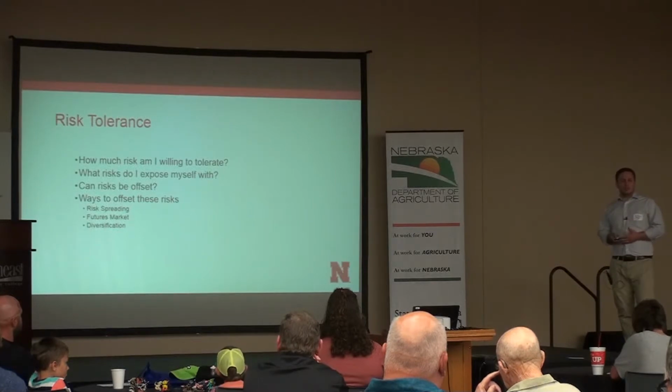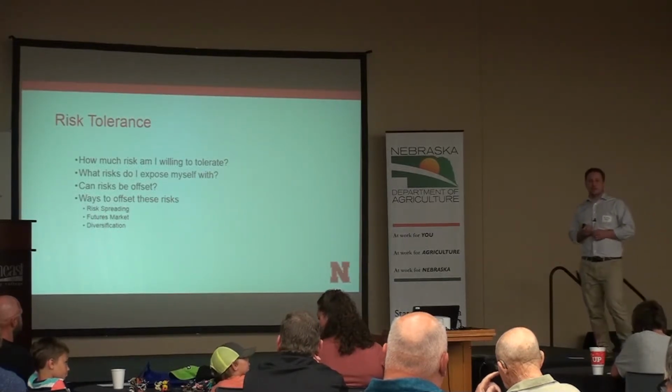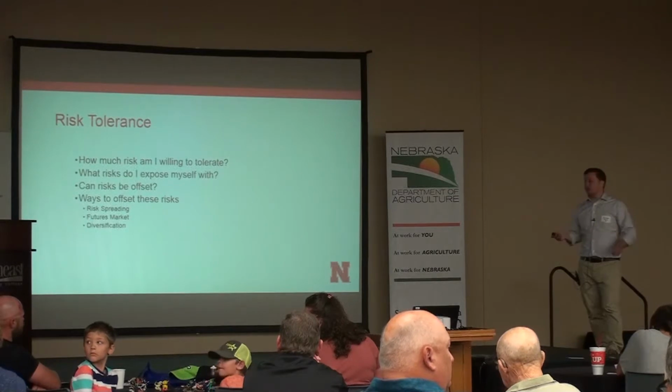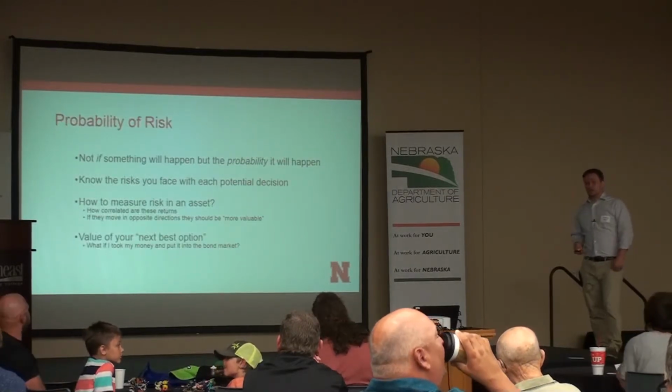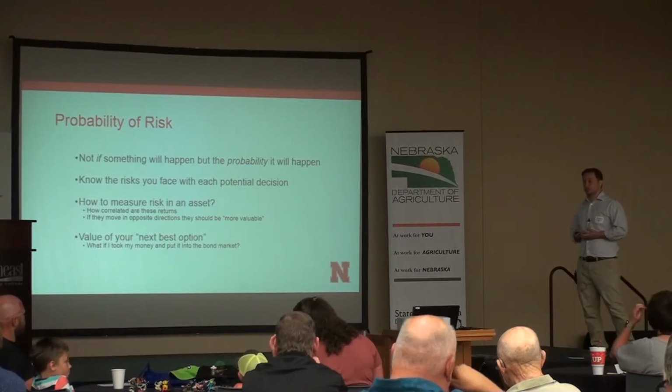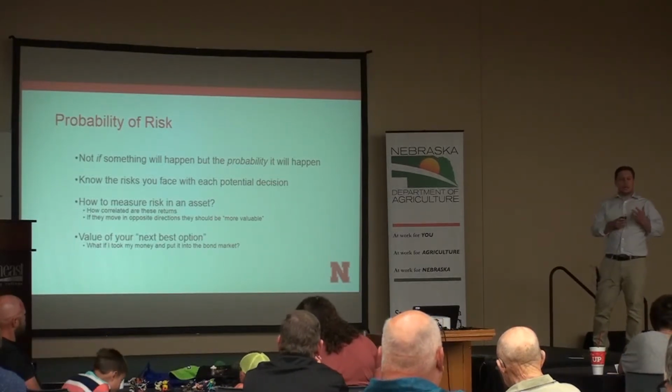So, I have a row crop operation. What does that mean for me if I want to add a hog operation? How is this diversification going to help spread out that risk? And I think it's important. When I talk to producers, they tend to think of it more as a binary.